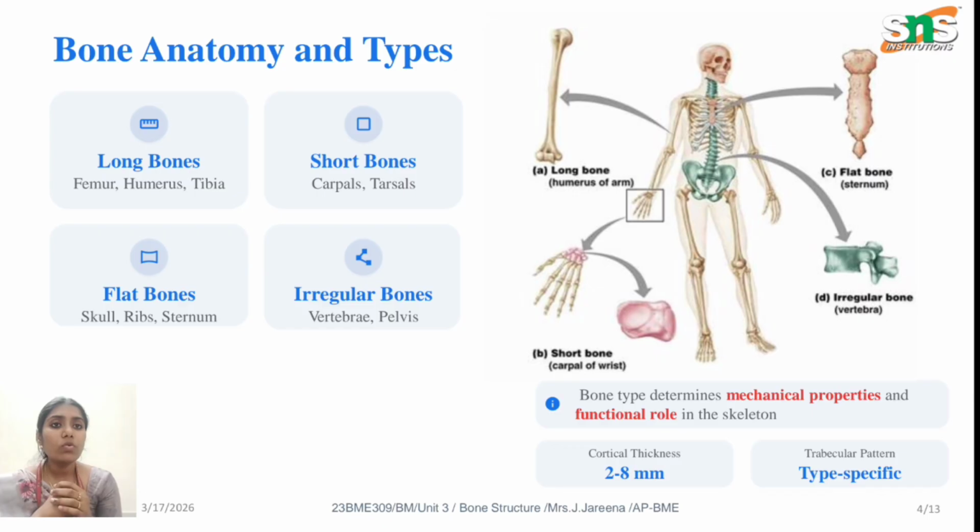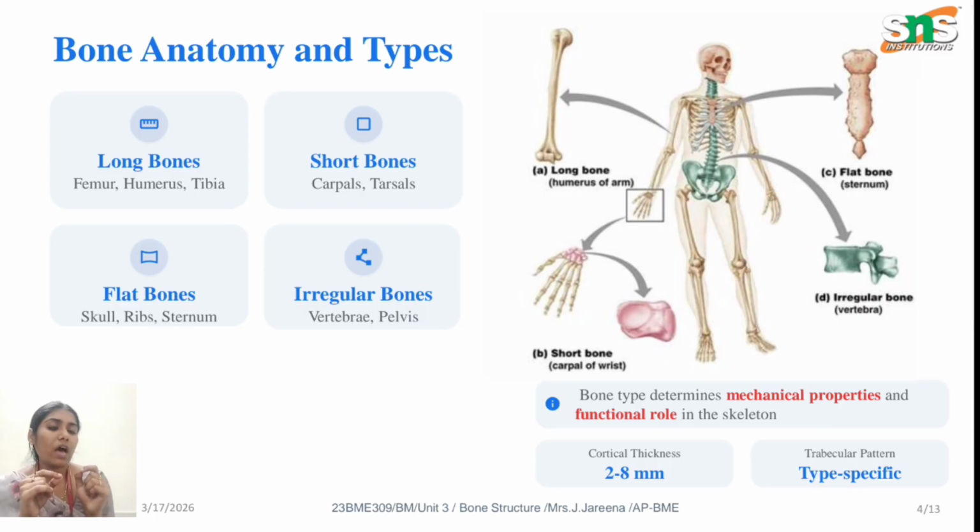Irregular bones like the vertebrae and pelvis give your body stability, and also have complex shapes and sizes, but they have equivalent importance to other bones in terms of movement, rotation, and even maintaining a proper direction of your body, with good load bearing capacity. So these are the different types of bones. Why are these types important? These bone types determine mechanical properties, and each and every bone has a different functional role in the skeleton.